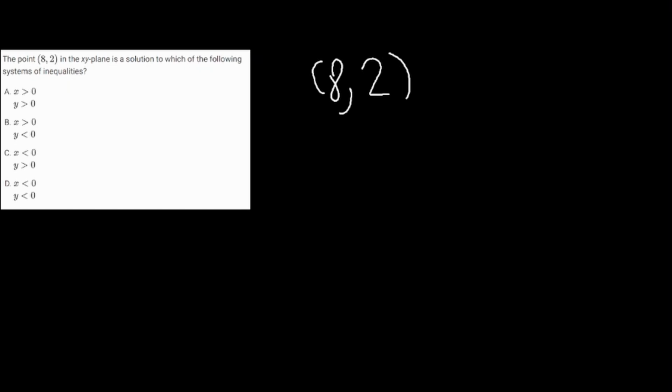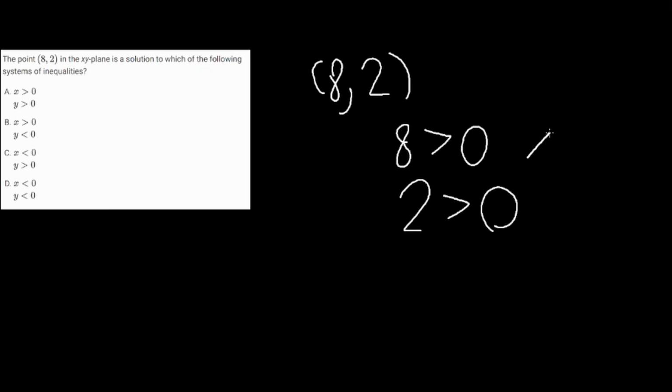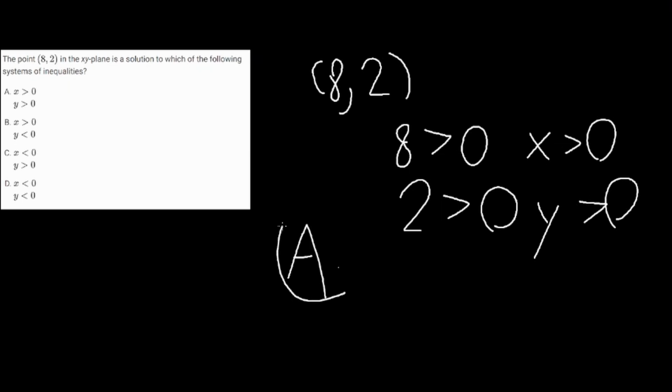So we know that 8 is greater than 0 as a positive value, and we also know that 2 is greater than 0. So if we know that, we can also say that x is greater than 0 and y is greater than 0, which is answer choice A.